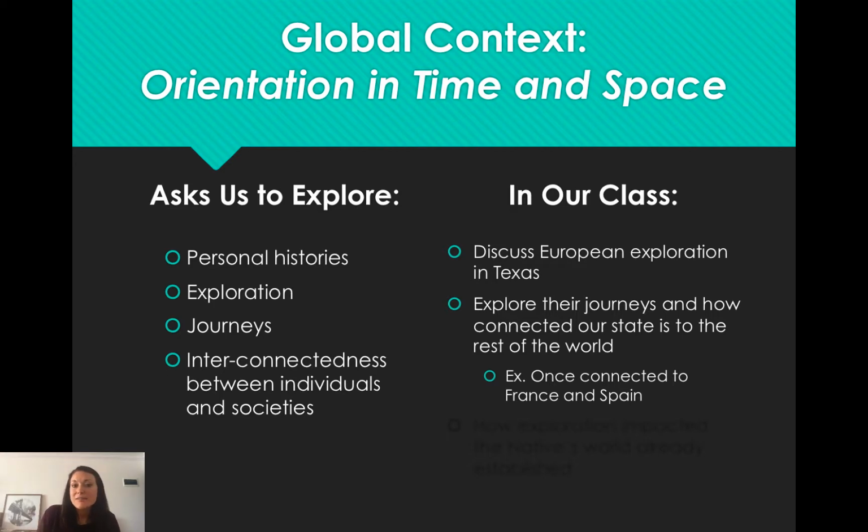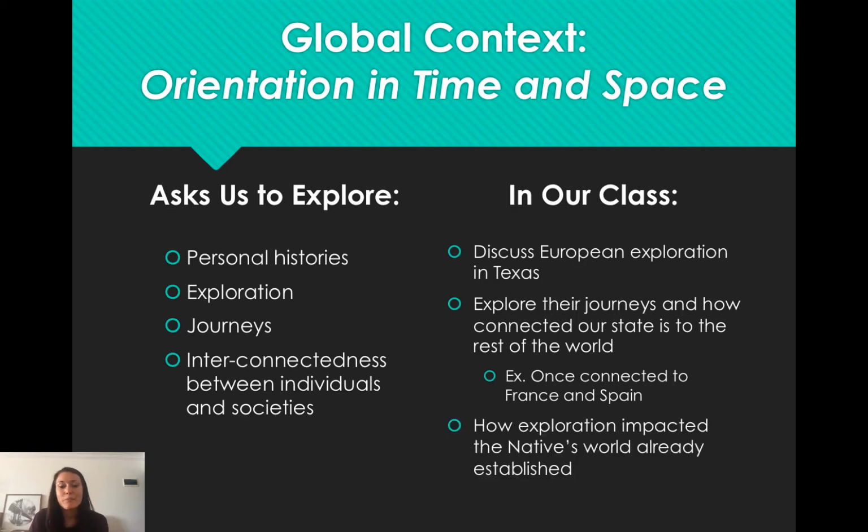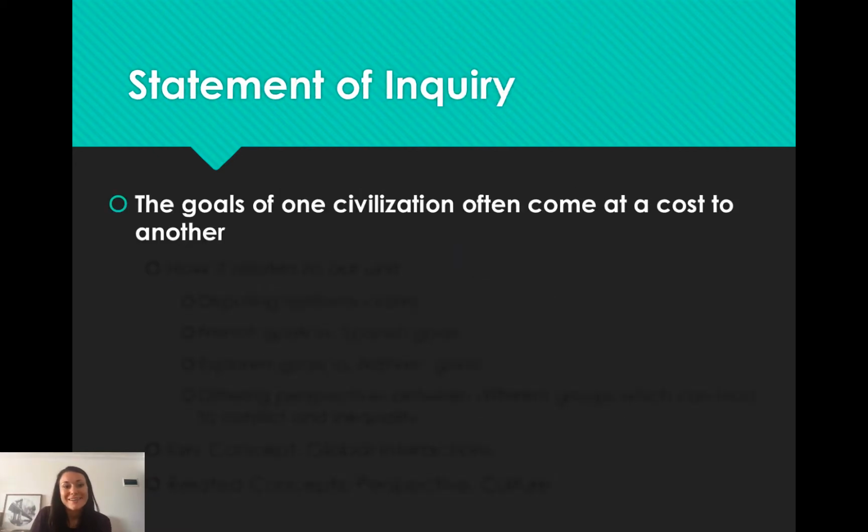Just a little teaser, the amusement park Six Flags Over Texas was named Six Flags because there's 6 flags that have flown over the state of Texas in its history, or 6 different nations that have claimed power over this space, 2 of which were France and Spain. If you don't know the other 4, you'll definitely learn them over the course of our year in Texas history. And we'll also talk about how exploration impacted the natives' world that had already been established way before the explorers ever got here. Now, onto that statement of inquiry, which I'm really excited about because I love that it's kid-friendly, it's really easy to debate, and really leads to some really rich conversations in our classrooms.